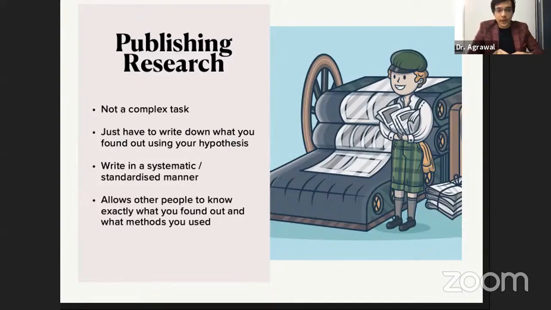And it essentially allows other people to know exactly what you found out and what method you used. So the whole principle of that is, if someone tries to replicate your research, they should come with the same results, right? If everything remains the same, the people that you used, the methodology that you use, the results should remain the same. That's the concept behind publishing in a systematic and standardized manner.